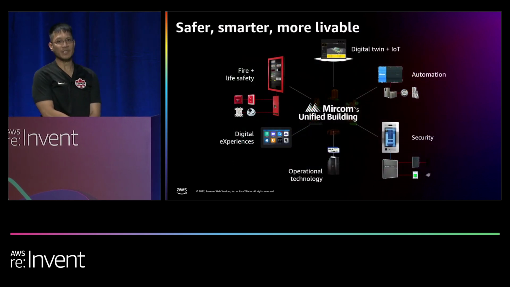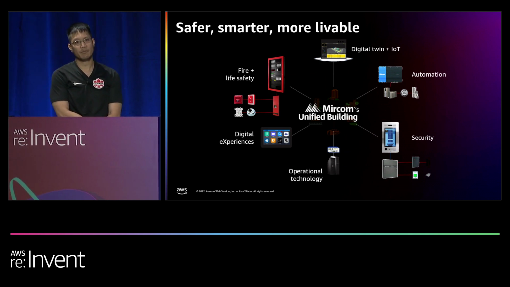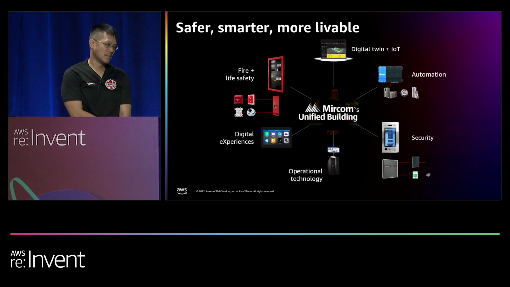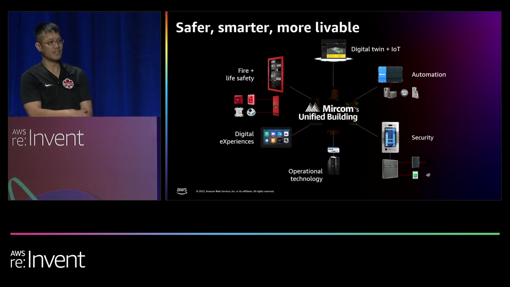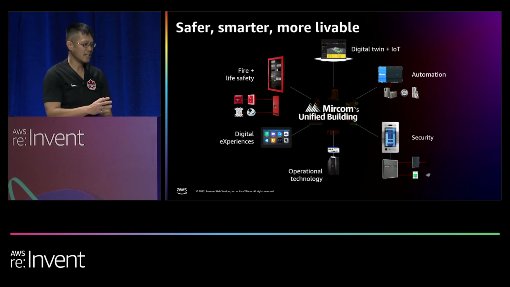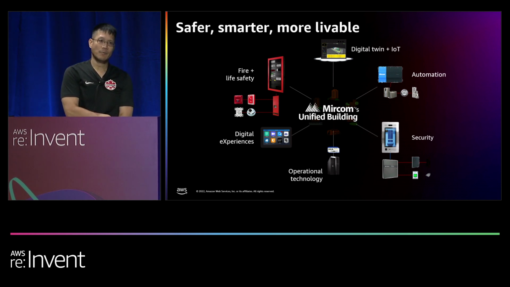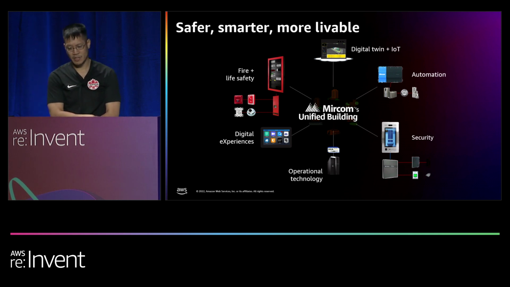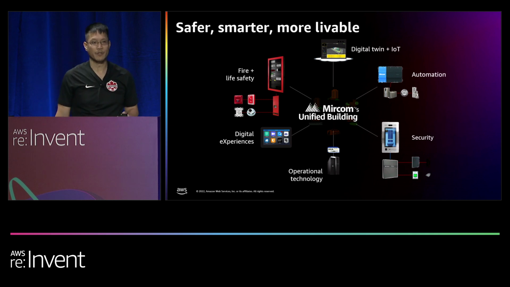This is our vision statement: to make safer, smarter, more livable buildings. This graphic has changed over the last 10 years, and it's probably going to change over the next 10 years. The main thing is our vision will stay the same. The mission-critical building technologies we focus on are fire and life safety, automation, and security.